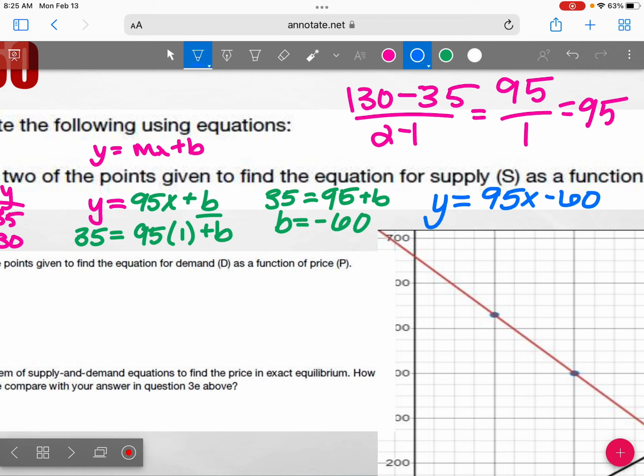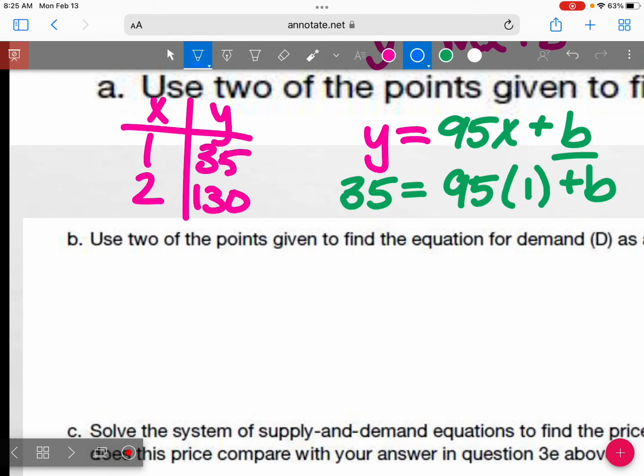So now I want you guys to go through B. B is asking you to find the equation for demand as a function of price. Okay? So in this case, which columns are we using? 1 and 3. Okay? So your X is still your price, and your Y in this case is the number requested per week per store. So work together. Find your equation for part B using the same type of ideas that you worked on in part A. Okay?